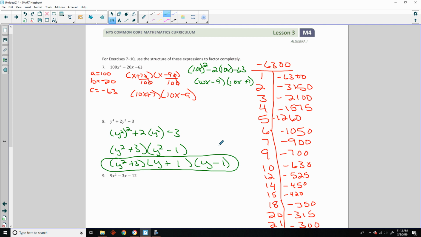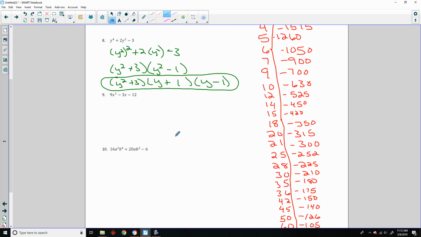Okay, number 9. This has a GCF. 9, 3, 12. I'm going to factor out a 3, leaving 3x squared minus x minus 4. And once I do that, I'm going to use my beats method. So my A is now 3. My B is negative 1. And my C is negative 4. And I want factors of A times C, which are negative 12. I want factors of negative 12 that add up to negative 1.